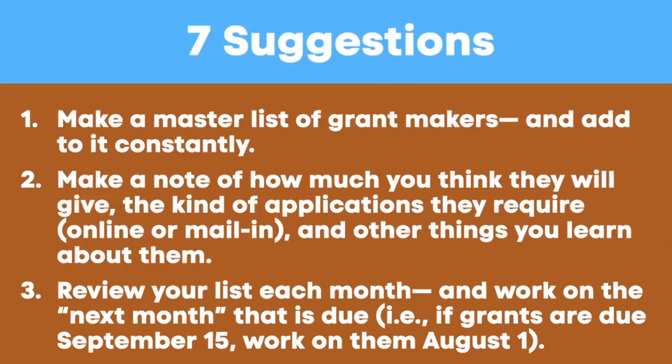It's super simple. You want to review your list each month and you want to work on the next month that is due. So we're not reviewing everything on the spreadsheet. We're going to simply look at next month. So if grants are due September 15th, then we want to work on them in the month of August. Generally, in my world, I'm looking at everything about a month and a half ahead.